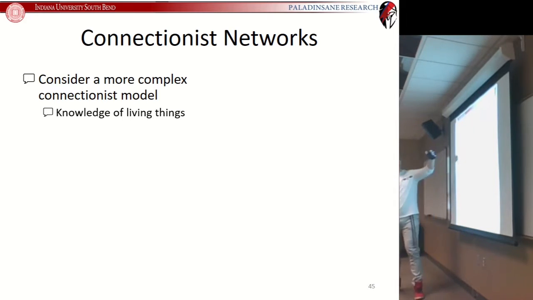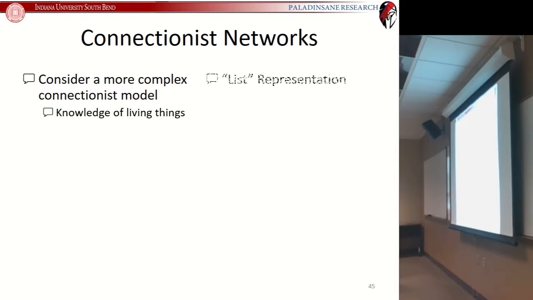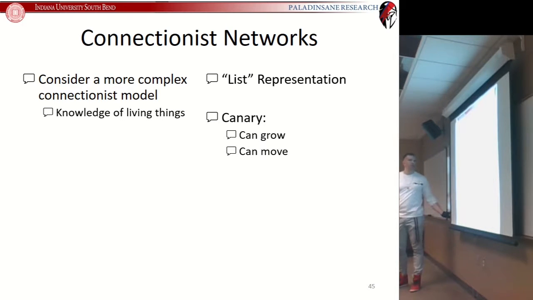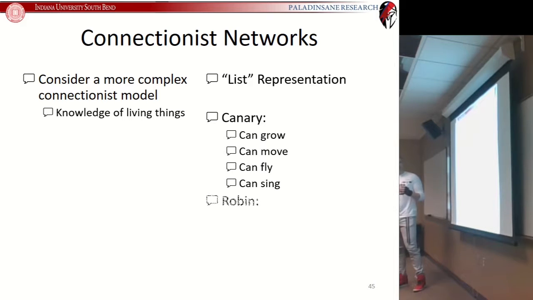So let's up the complexity just a little bit right now and consider knowledge of living things. So how can we represent things that we know? We saw this in the Collins and Quillian model, but now we're going to see how it could be represented in a connectionist network. And once again, it's important to remember that we might have a list representation. That used to be the way that people would think that we represented our knowledge. We might have just lists of things we know about canaries. A canary can grow, a canary can move, a canary can fly, it can sing. We might have things we know about robins. Robins can grow, robins can move, robins can fly, robins can sing, etc.